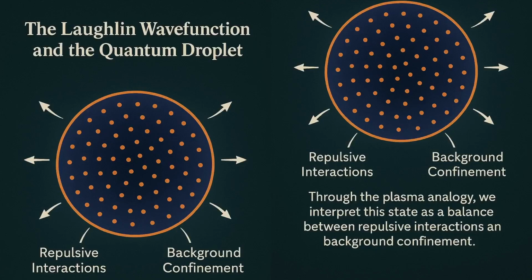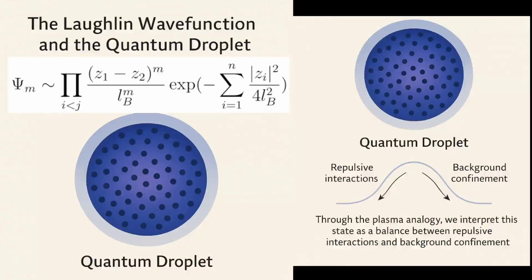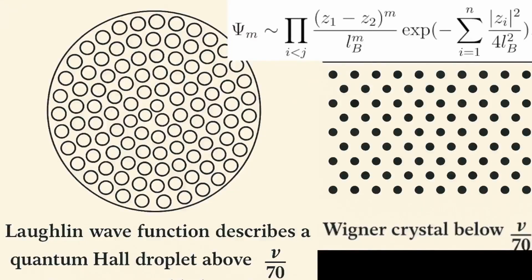Segment 2, the Laughlin wavefunction and the quantum droplet. Next, we introduce the Laughlin wavefunction, a theoretical masterpiece that captures the essence of the FQHE ground state. We explore how this wavefunction encodes correlation, forms a quantum droplet, and exhibits incompressibility. Through the plasma analogy, we interpret this state as a balance between repulsive interactions and background confinement.